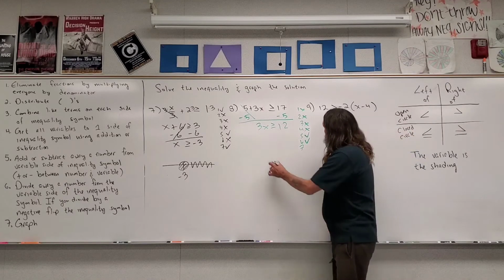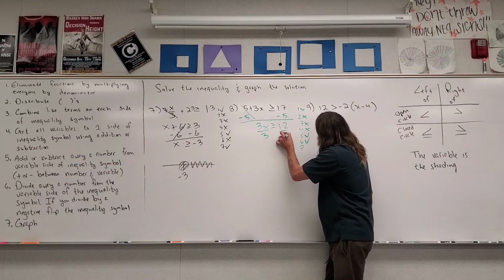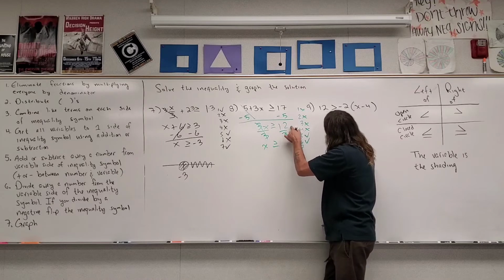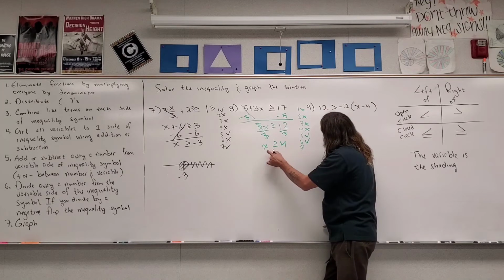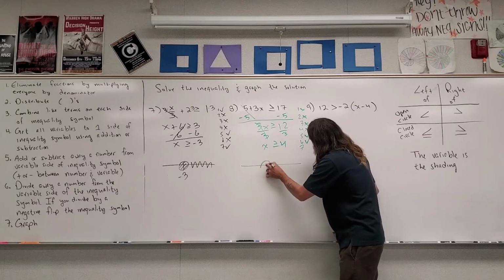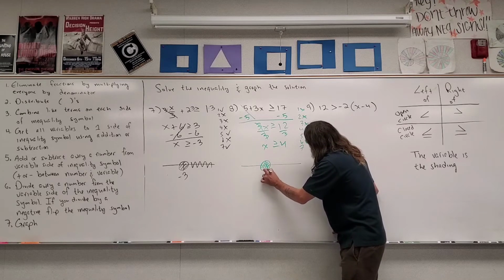I'm not dividing by a negative, so I do not need to switch this. So this stays the same. Those cancel out, and 3 goes into 12 4 times. The shading is right of 4.